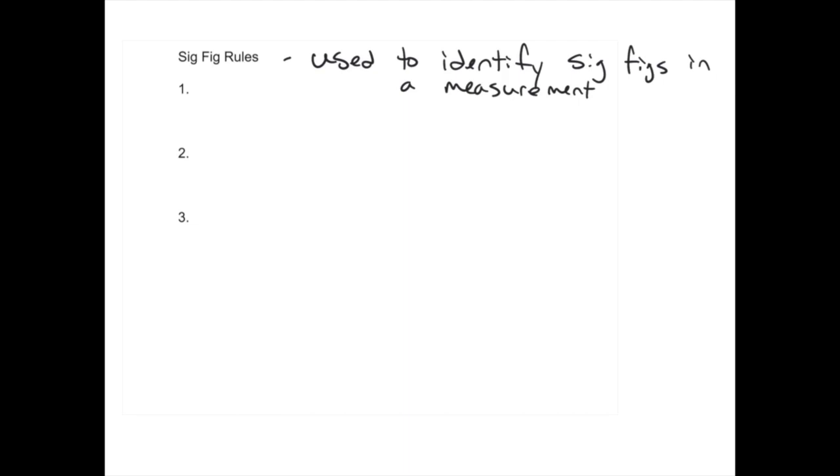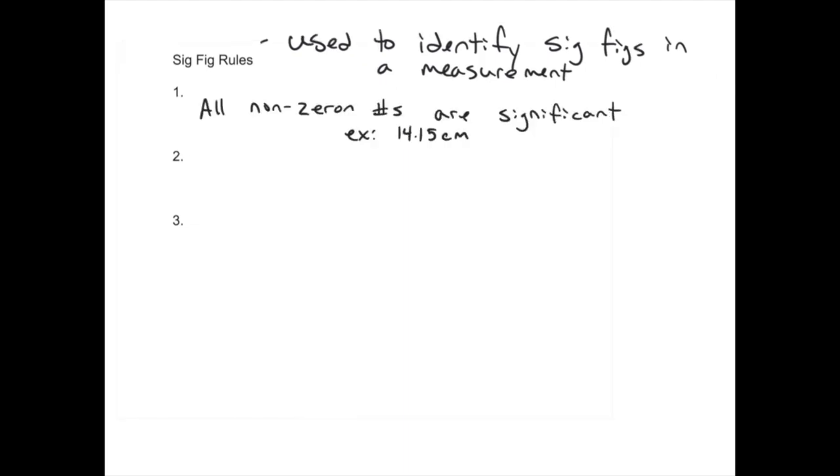The first rule is very basic. It says that any non-zero number that makes up a measurement is considered significant. For example, the measurement 14.15 centimeters is made up of 4 digits, all of which are non-zero numbers. So if I ask you how many significant figures make up that measurement, you would say 4.